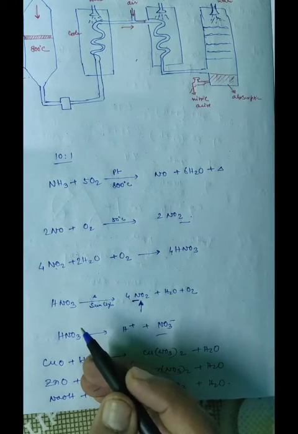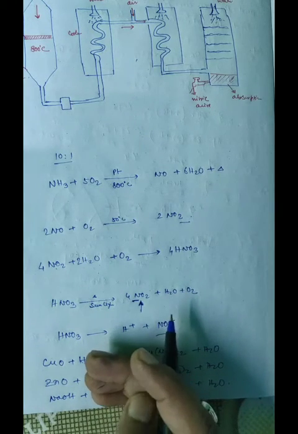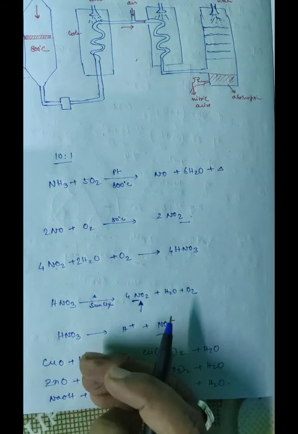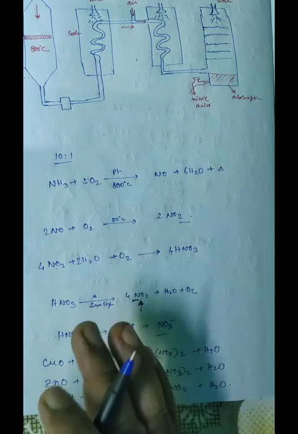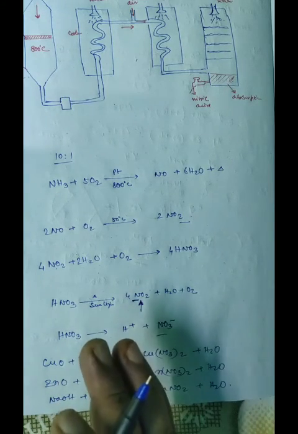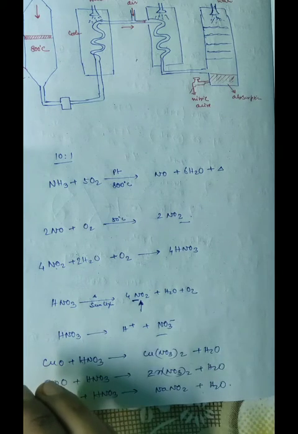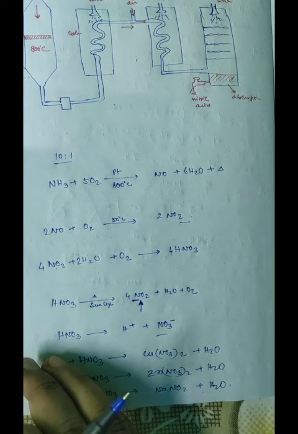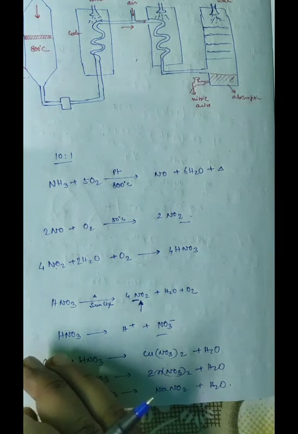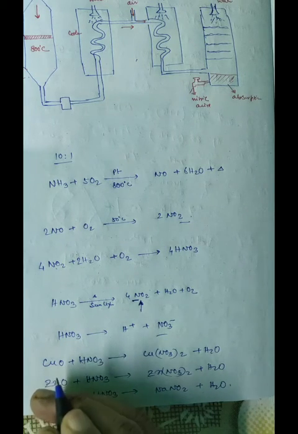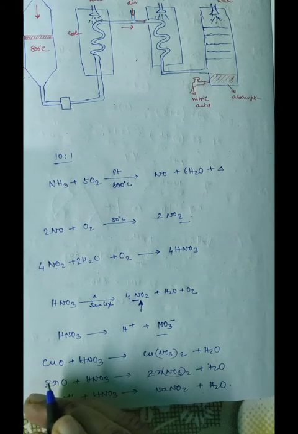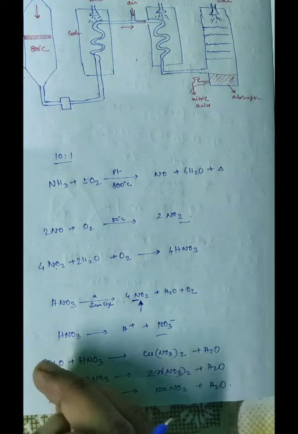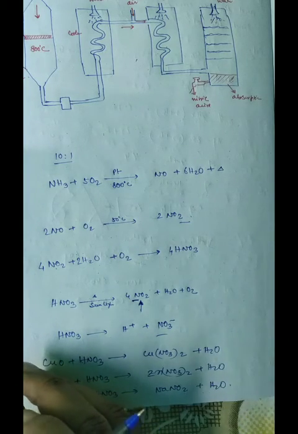Nitric acid is a powerful oxidizing agent, and the nascent oxygen formed on decomposition oxidizes the hydrogen to water. Carbon reacts with nitric acid to give carbon dioxide, water and nitrogen dioxide. When sulfur reacts with nitric acid, we get sulfuric acid plus water plus nitrogen dioxide. These are the actions of nitric acid on non-metals.